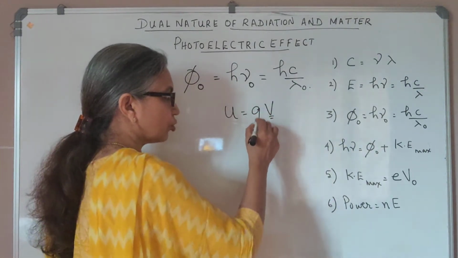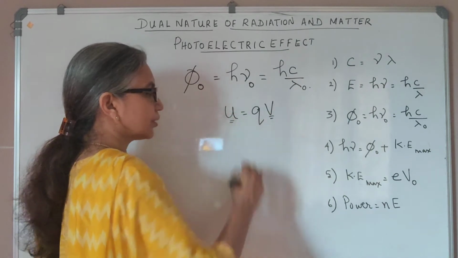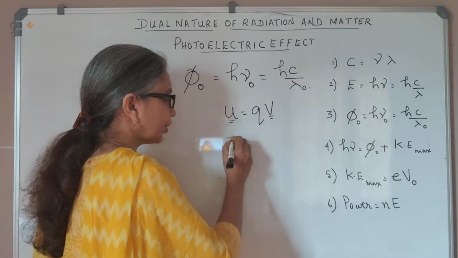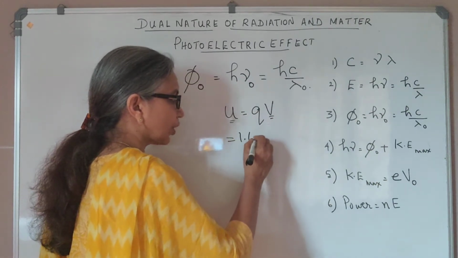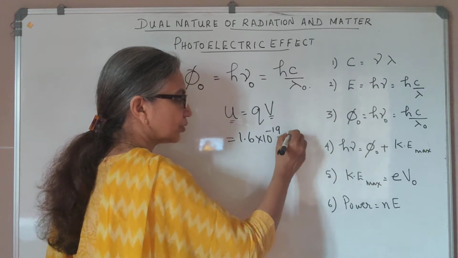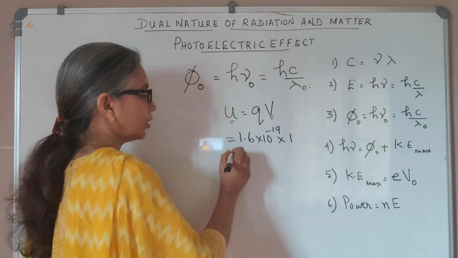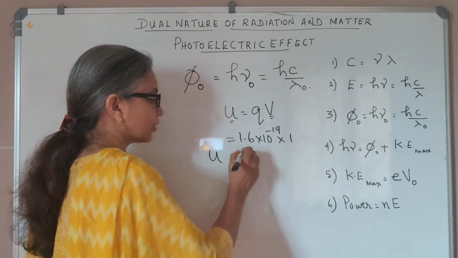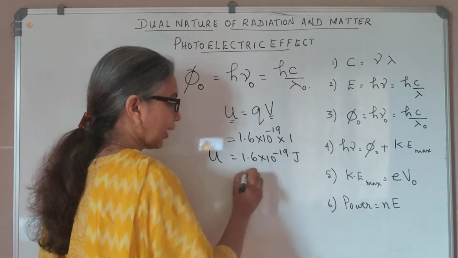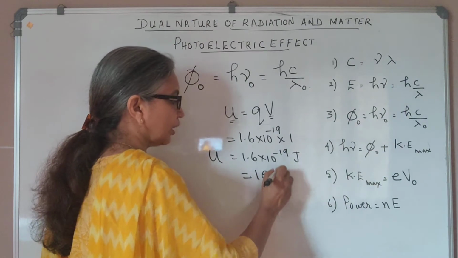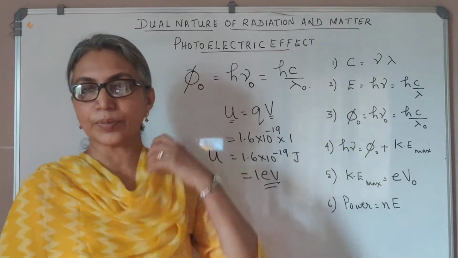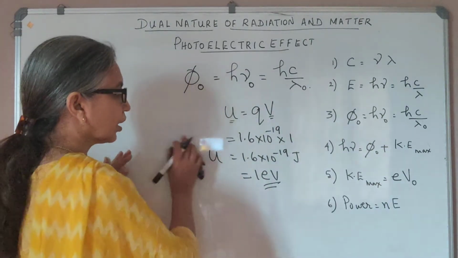So if you have a Q charge, then the total work done, that is potential energy, will be Q times V. So we have an electron here. The charge on the electron is 1.6 into 10 raised to minus 19. If it is accelerated with 1 volt, the potential energy is going to be 1.6 into 10 raised to minus 19 joule. And this is what we call 1 electron volt. So 1 electron volt is equal to 1.6 into 10 raised to minus 19 joules.